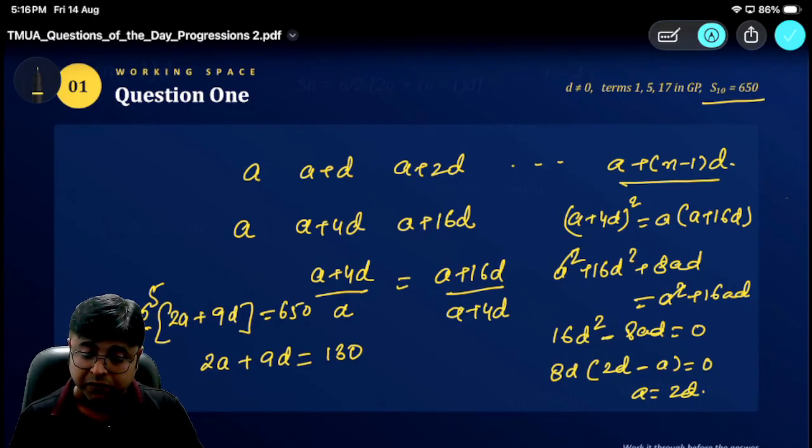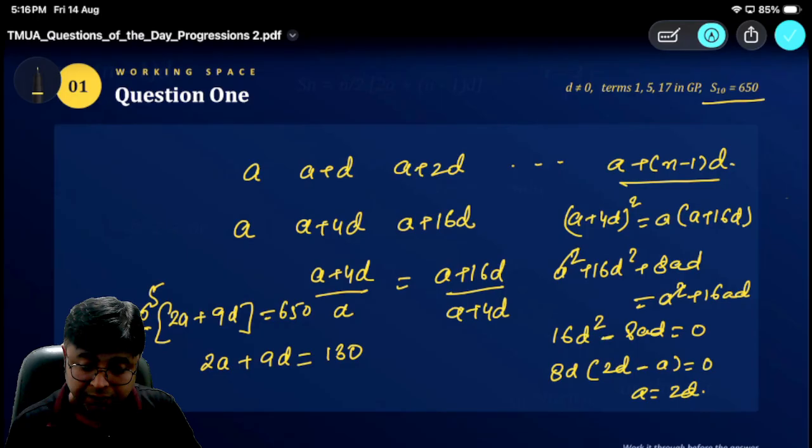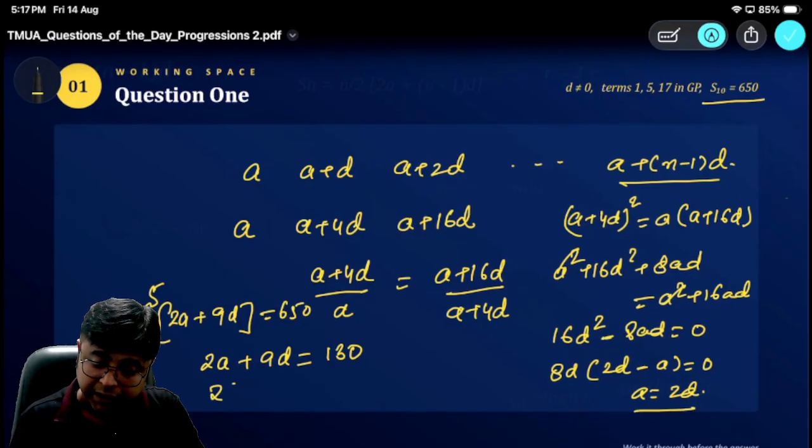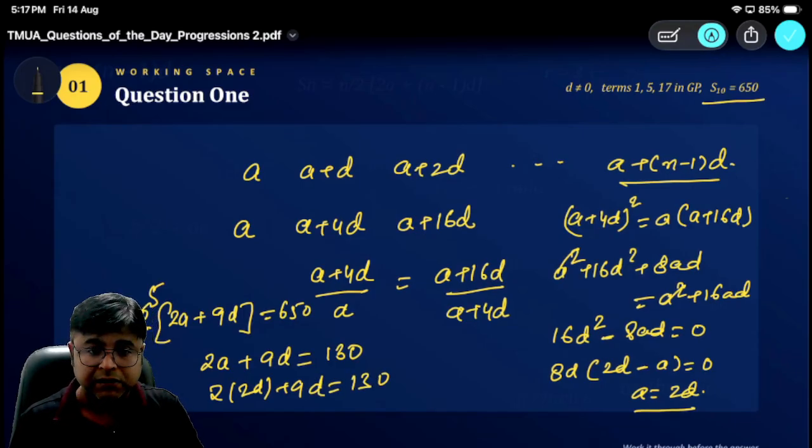Now A is equal to 2D, so if I put it here, 2 into 2D plus 9D is 130. This will give me 13D equals 130. So D will be 10. Now if D is 10, then A is 20.